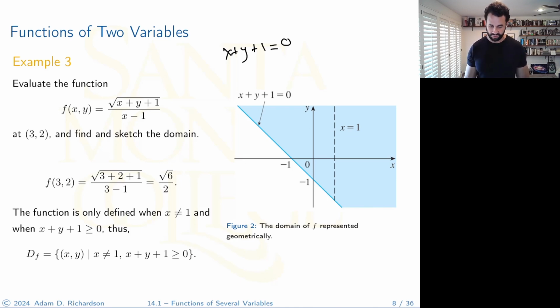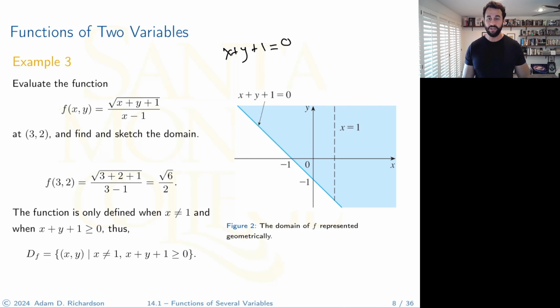It's the line x plus y plus 1 equals 0. That's actually what this line is right here, indicated in the picture. So we just need everything on or above that line. That's what this condition says right here, and that's why we have this blue region up here. Then in addition to that caveat, we have this additional caveat, which is x cannot be 1.